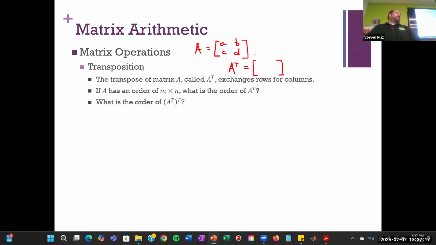Well, row 1 is the top row, right? Row 1 is going to become column 1. Where does column 1 go? Vertically, but where? Yeah, column 1 is the far left. So A, B, and then row 2 is C, D. That becomes column 2.